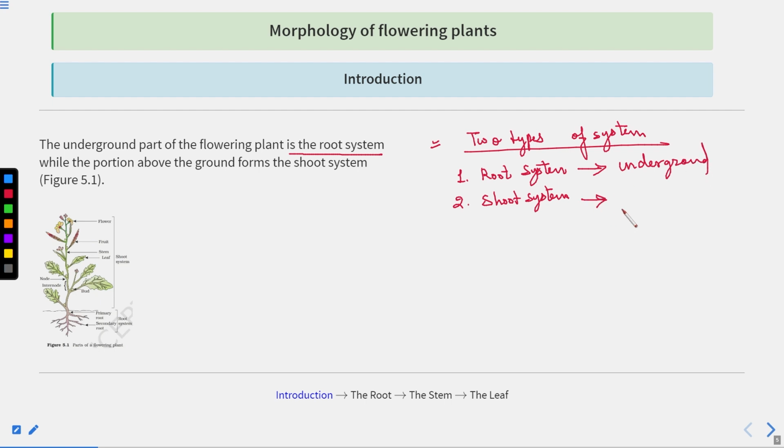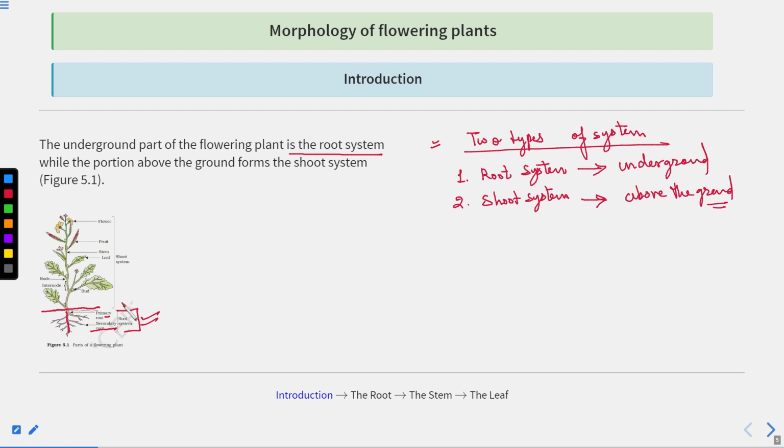The root system is present underground, and the shoot system is present above the ground. In the figure you can see this line showing the soil surface, and below it you have the root system. There is the primary root, one main root, and from that primary root many roots come out, which are the secondary roots. Together, the primary root and secondary roots form the root system.